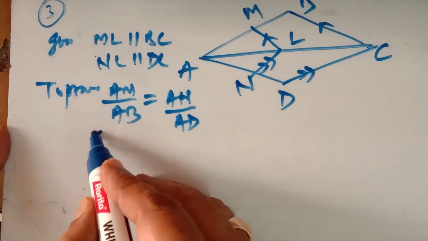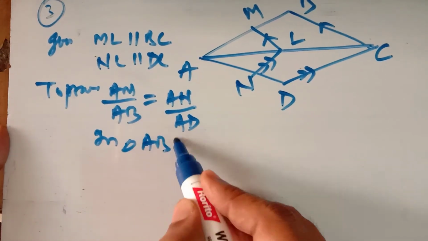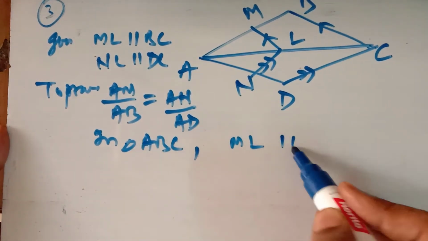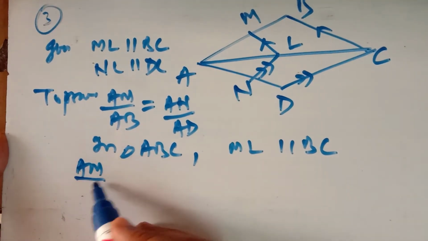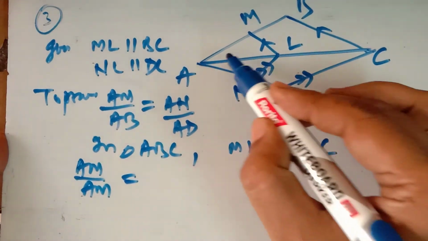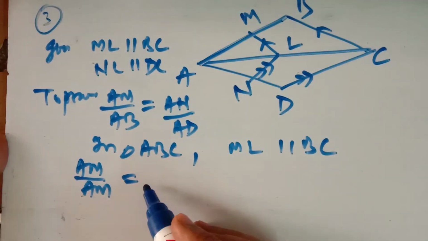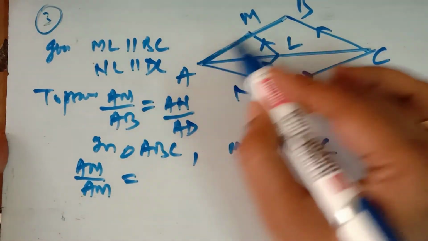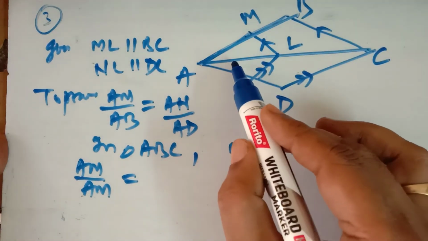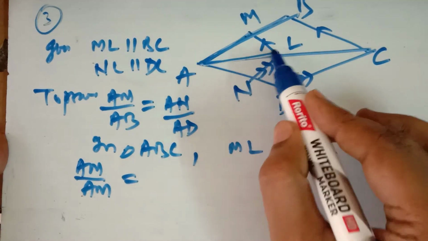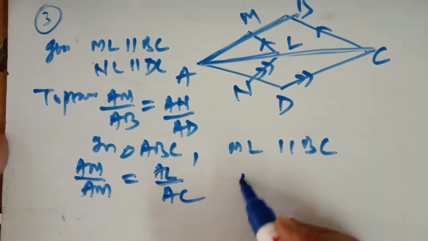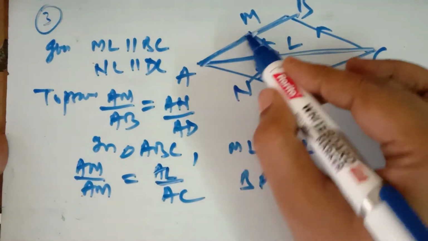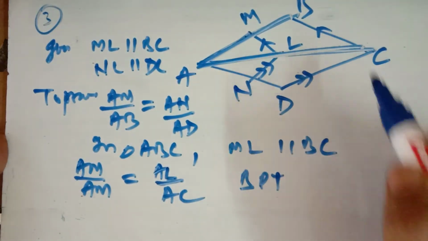So you can use the BPT in triangle ABC. ML is parallel to BC, so we can use the BPT. Listen very carefully: AM upon AB will be equal to AL upon AC, by BPT.